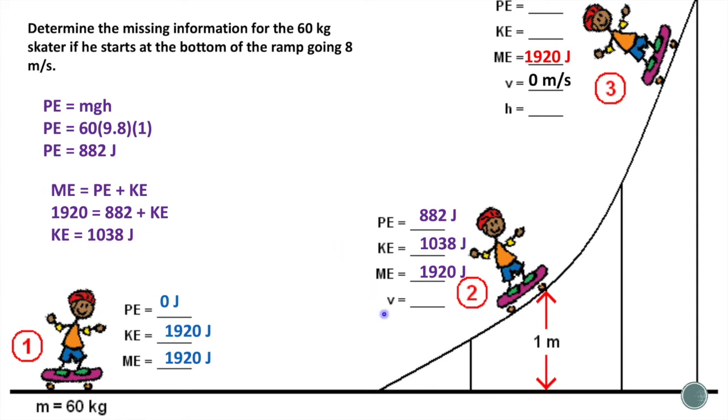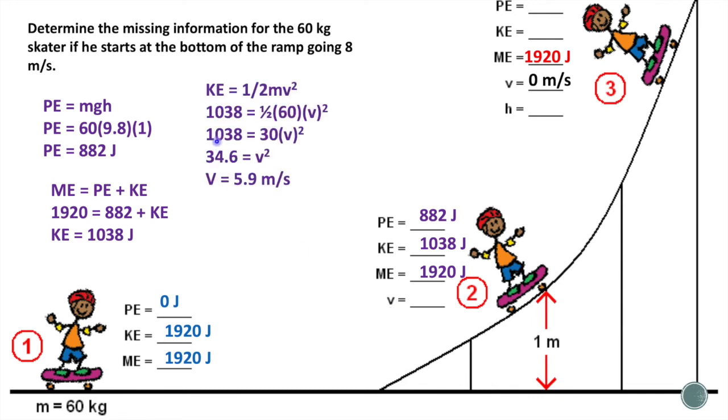Now I can solve for velocity using my kinetic energy formula. So I'm going to plug in that 1,038 for the kinetic energy equals 1/2 times the mass of 60 times the velocity squared. I'm going to simplify this 1/2 and this 60. That's going to give me a 30. And then I'm going to divide that over the other side, and it equals 34.6 equals your velocity squared. We don't want velocity squared, we just want velocity. So we're going to square root it to get 5.9 meters per second. And that's going to go in my chart here.